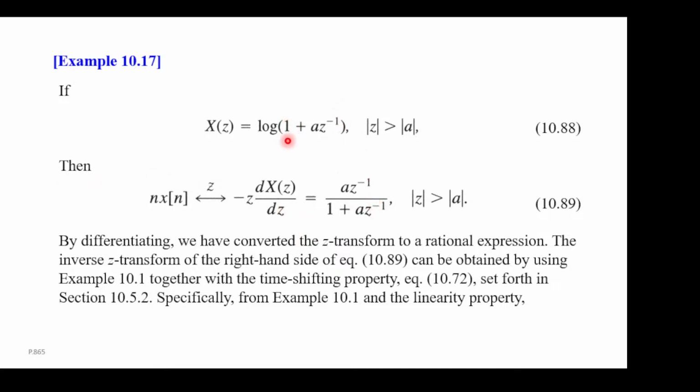So let's try the calculus very quickly. So d of log, you have 1 over this thing, everything. Then you need to differentiate the inside thing with z. So you get a, and z minus 1 should give you minus a z minus 2. And so minus z minus 2 times this minus z becomes z minus 1. So you get this very nice rational form of a z minus 1 over 1 plus a z minus 1, with ROC being z bigger than a. Okay. And yeah, so you see that we get a rational expression now.